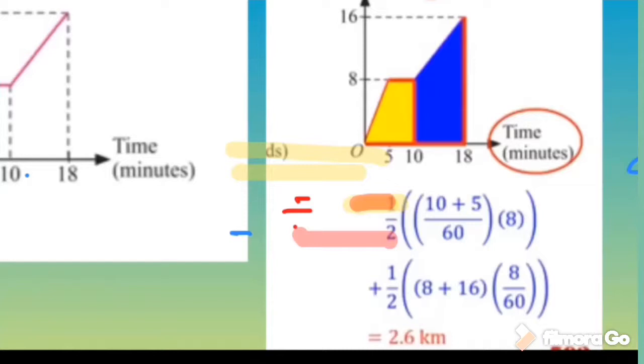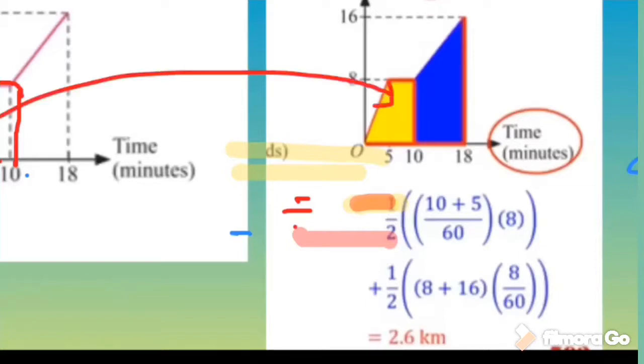For this one, maybe you can divide into certain areas. Like this, you can use a trapezium. This is the yellow color, and there's another trapezium, the blue color. Then you just use the trapezium formula.